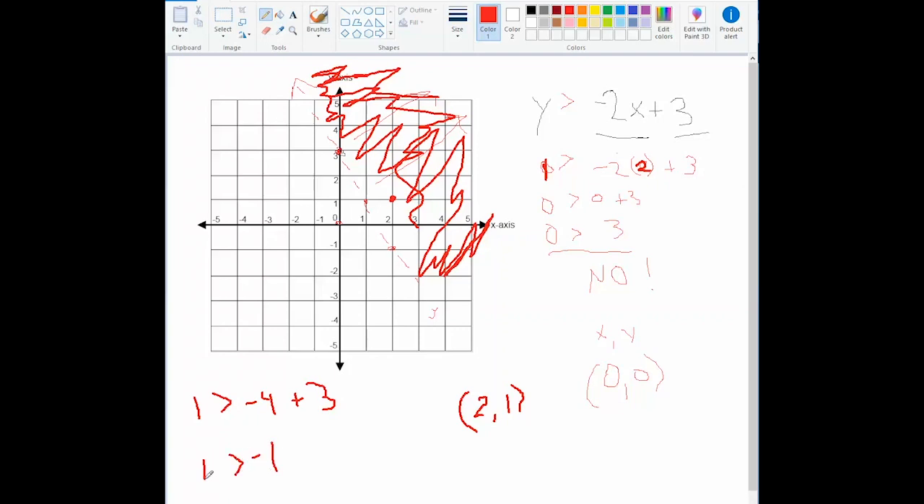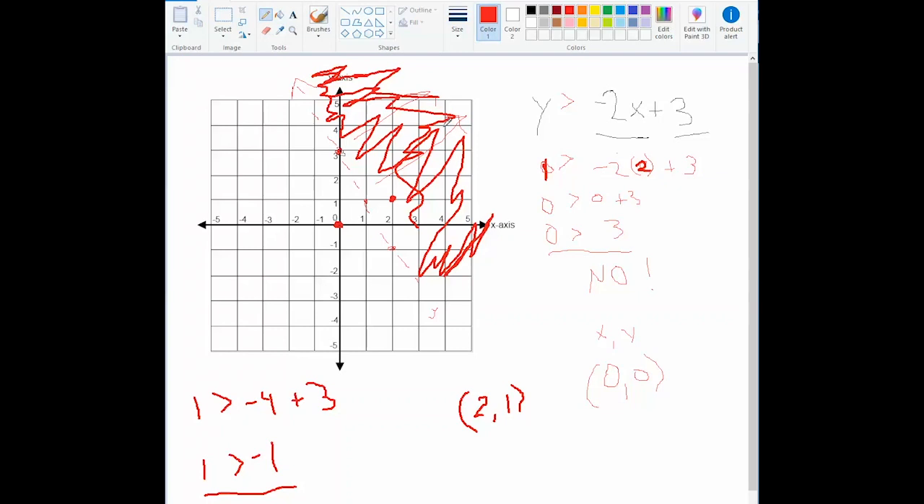So again, when we get done, we ask, does this make a true statement? Is 1 greater than -1? And the answer is yes. So if you can do that, it proves that this shading works. But remember, we checked originally. You can almost pick any point, but 0, 0 is usually easy to work with. If 0, 0 works, then you shade towards it. And if 0, 0 doesn't work, then you shade away from it. And the shading represents all of the points that would work.